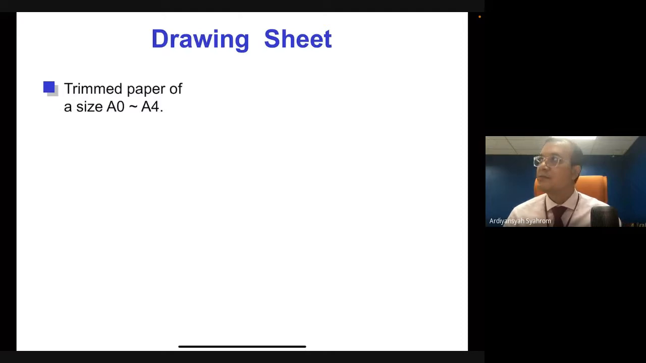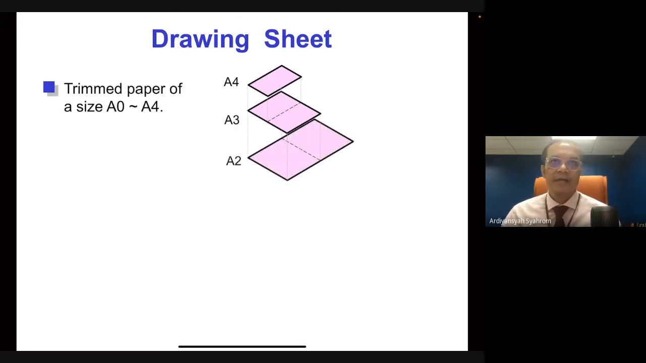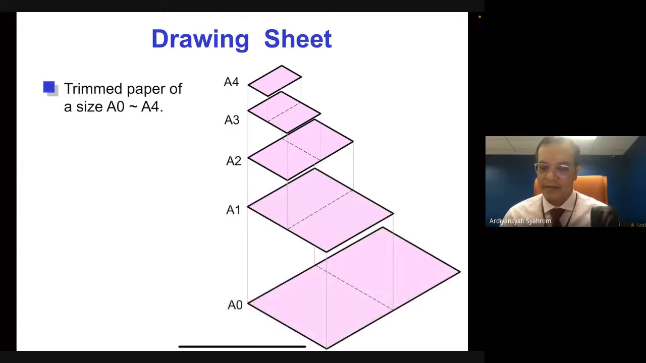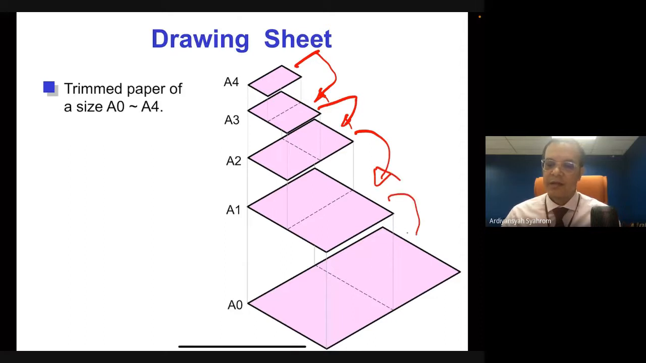Drawing sheet. Trimmed paper of size A0 to A4. A4 size, A3 size, A2 size, A1 size, and A0 size. This one to that one is double, and the double. This one to that one, the double direction.